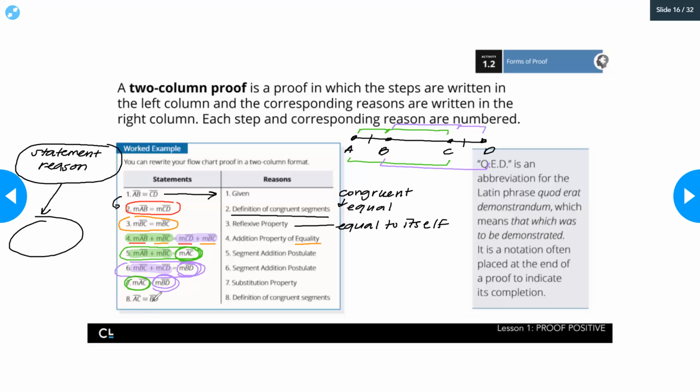Going from equal measures to congruent pieces, we're using that definition of congruent segments one more time. So again, now we have this equal to congruent. And that's how we use that definition of congruent segments. So that was that proof to get from the fact that AB was congruent to CD as our given, and wanting to prove that AC is congruent to BD.